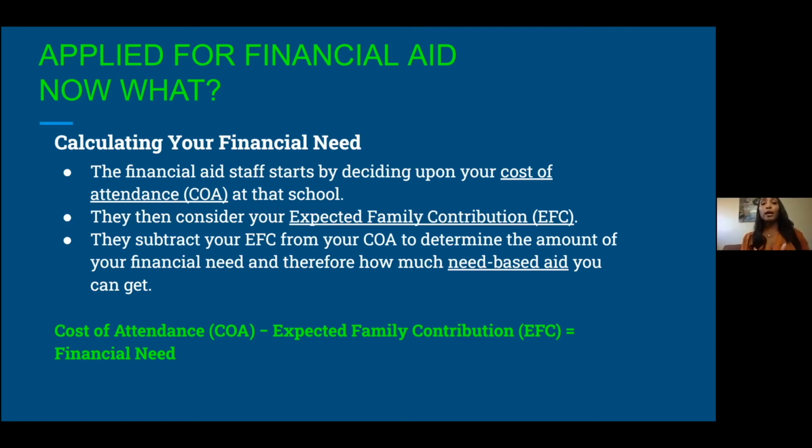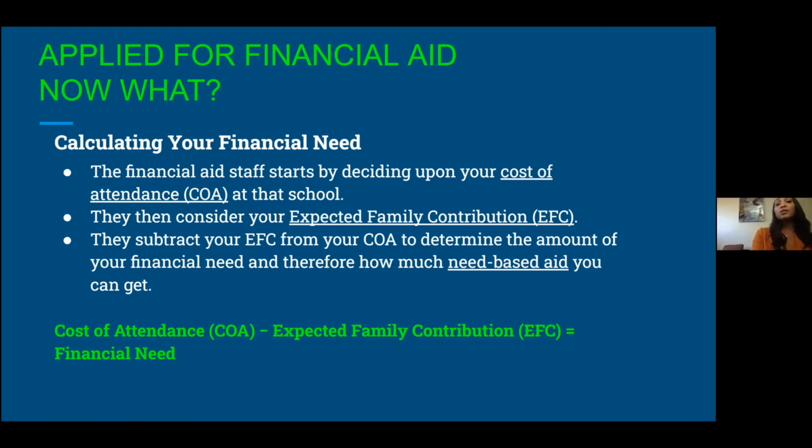And we're going to do a quick exercise to help you become financially savvy when it comes to reviewing your student aid report. All right, so let's talk about calculating your financial need. The financial aid office or staff at your college or university starts by deciding upon the cost of attendance, your cost of attendance at the school. So what does that mean? Your cost of attendance at that school is your tuition, your room and board, your transportation, your books. How much is it going to cost for you to go to that school?